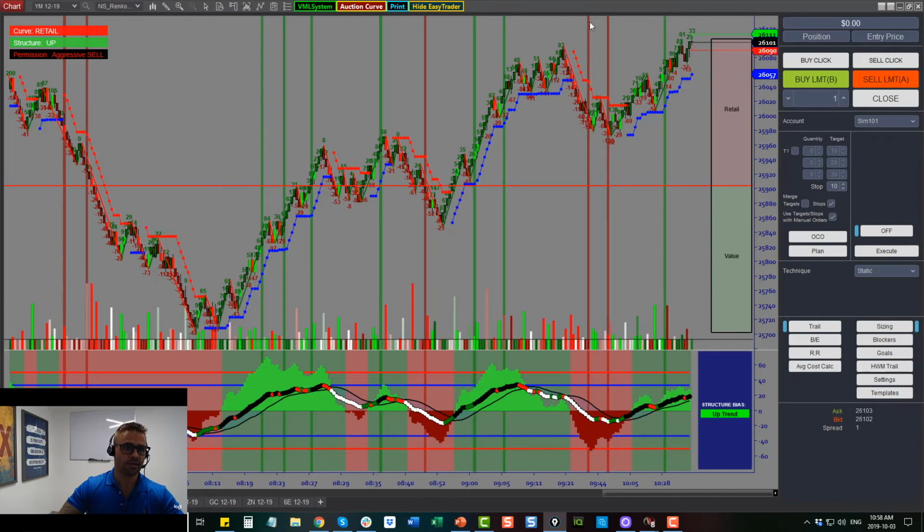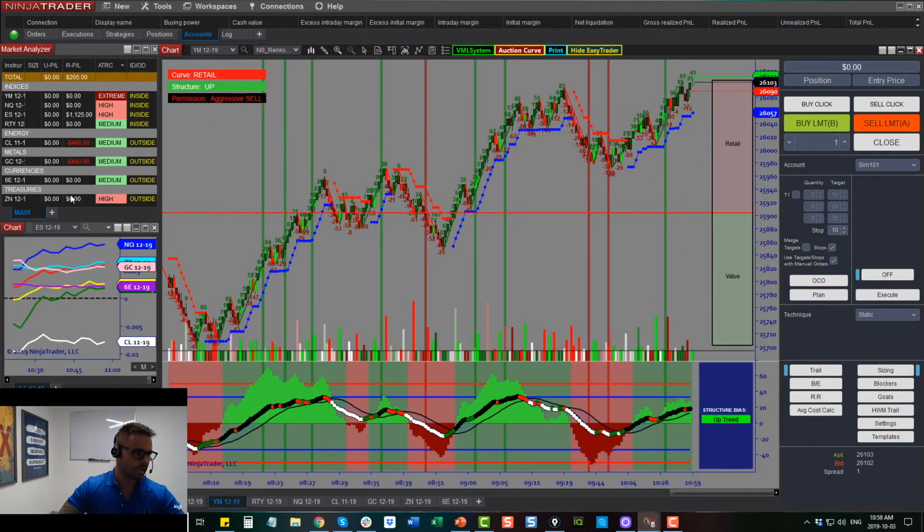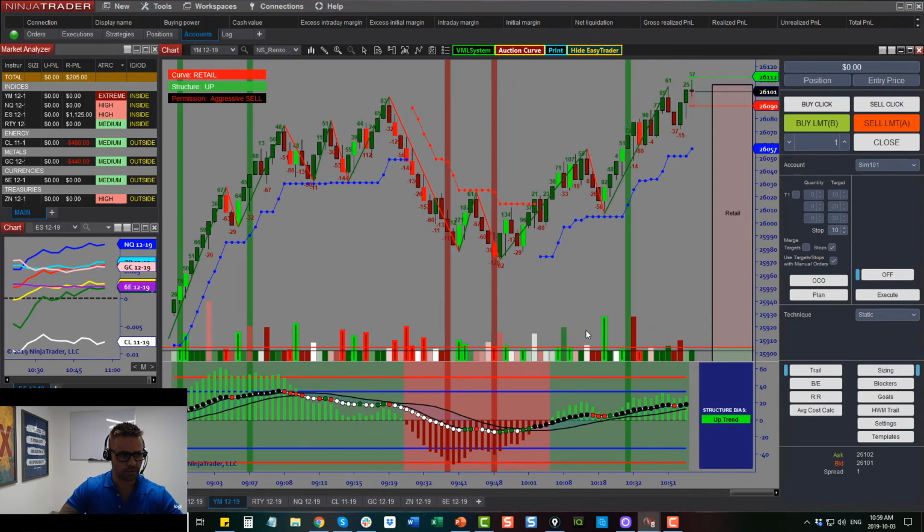Now, I could look at some of the other markets like you can see here the ZN, which is a bond market, or the NQ and the ES, but really the YM had the most volatility, so this is a market that ultimately was really great for trading.